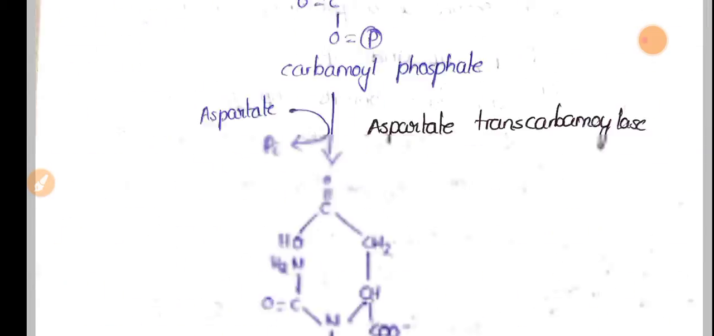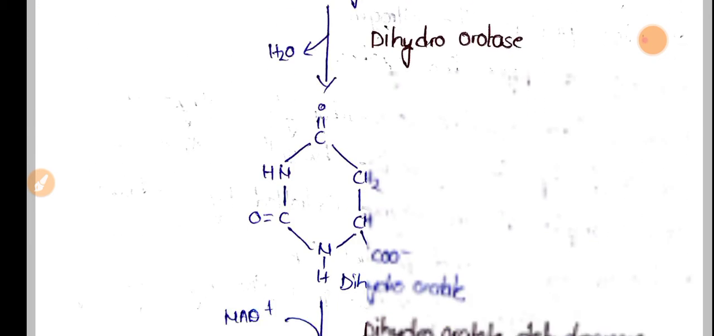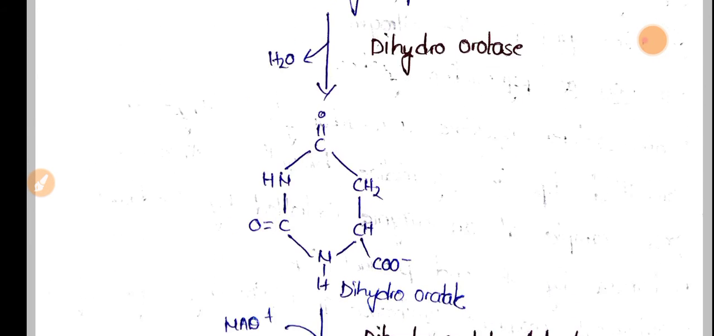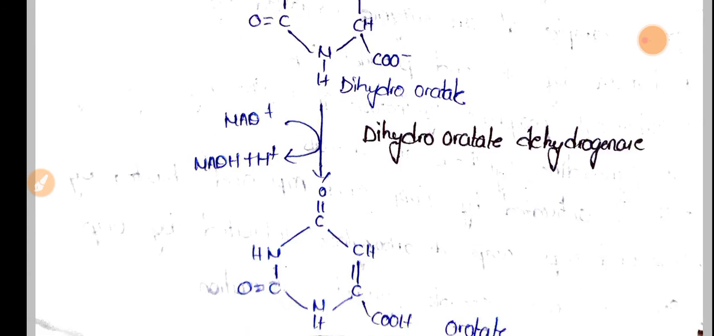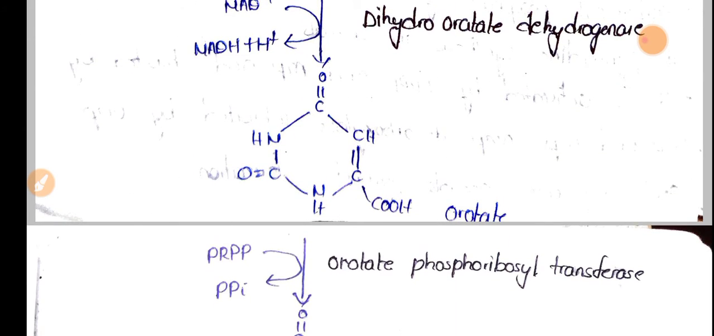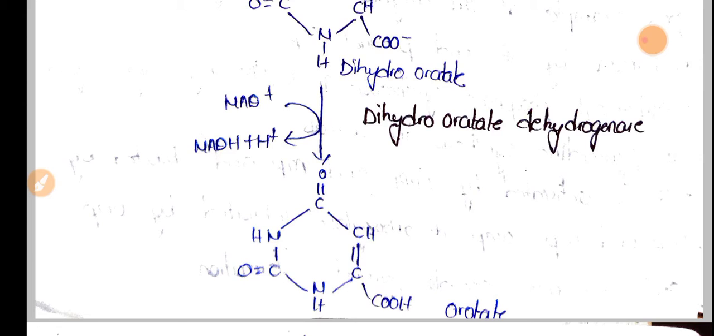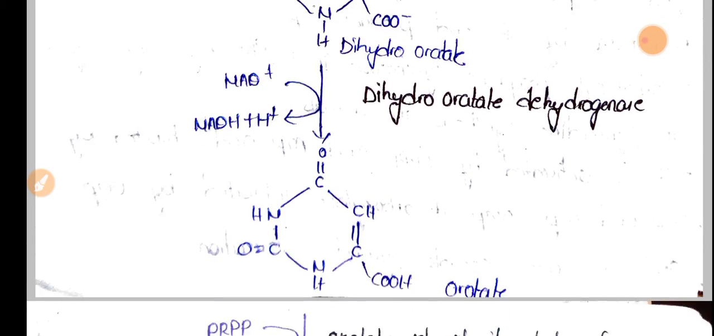Let's see that. Carbamyl aspartate is converted into dihydroorotate by removal of a water molecule, which is catalyzed by the enzyme dihydroorotase, and this dihydroorotate is converted into orotate by the action of the enzyme dihydroorotate dehydrogenase, which is a NAD plus dependent enzyme. So till now we have got orotate.